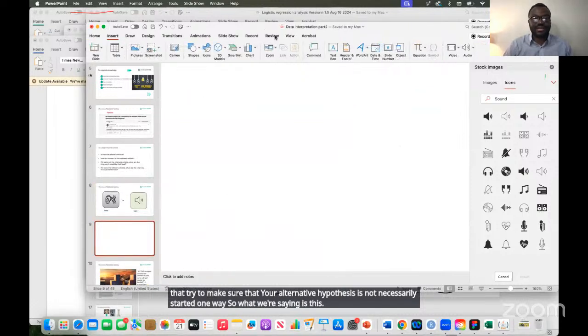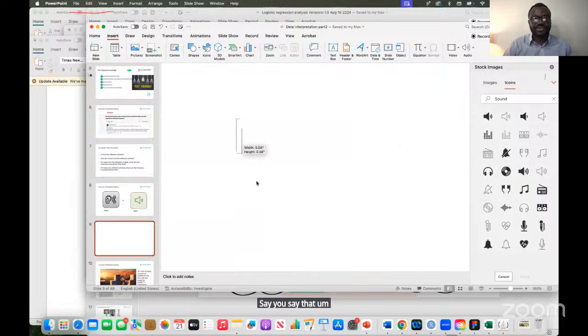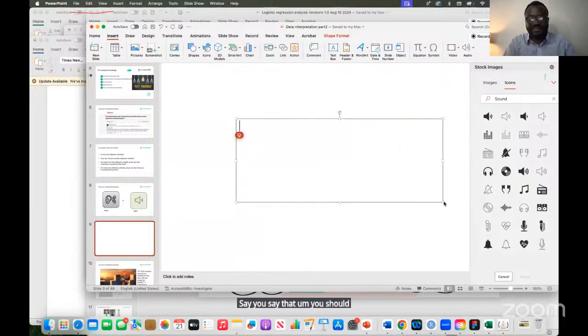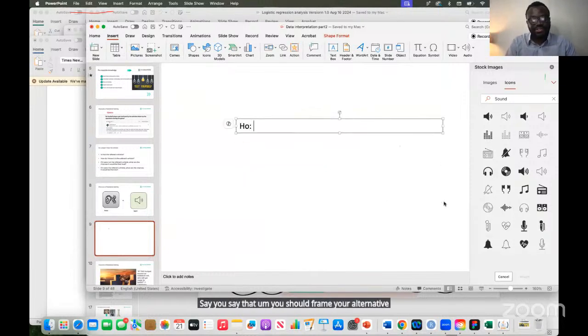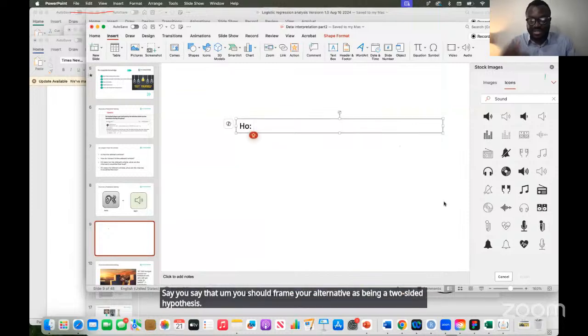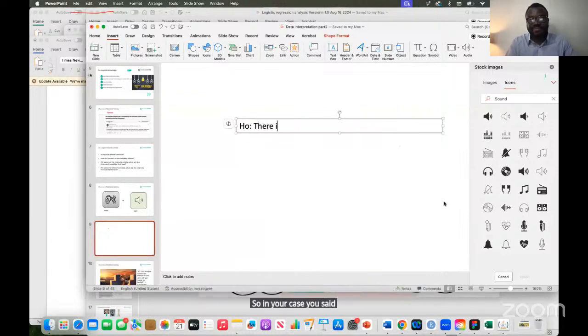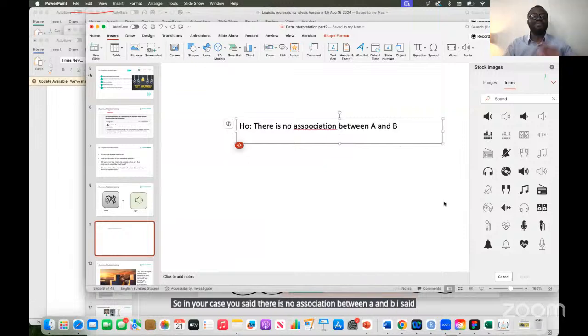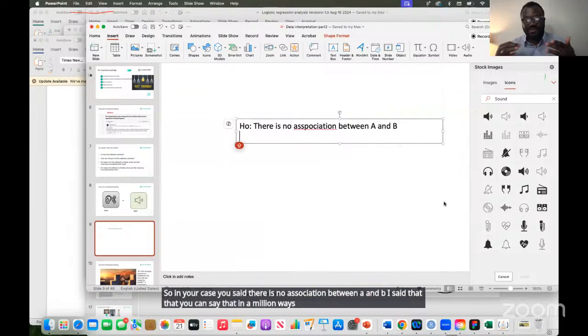You should frame your alternative as a two-sided hypothesis. So in your case, you said there is no association between A and B. You can say that in a million ways. One of the things I also encourage you to do is to practice taking one concept and saying it in a million ways, right?